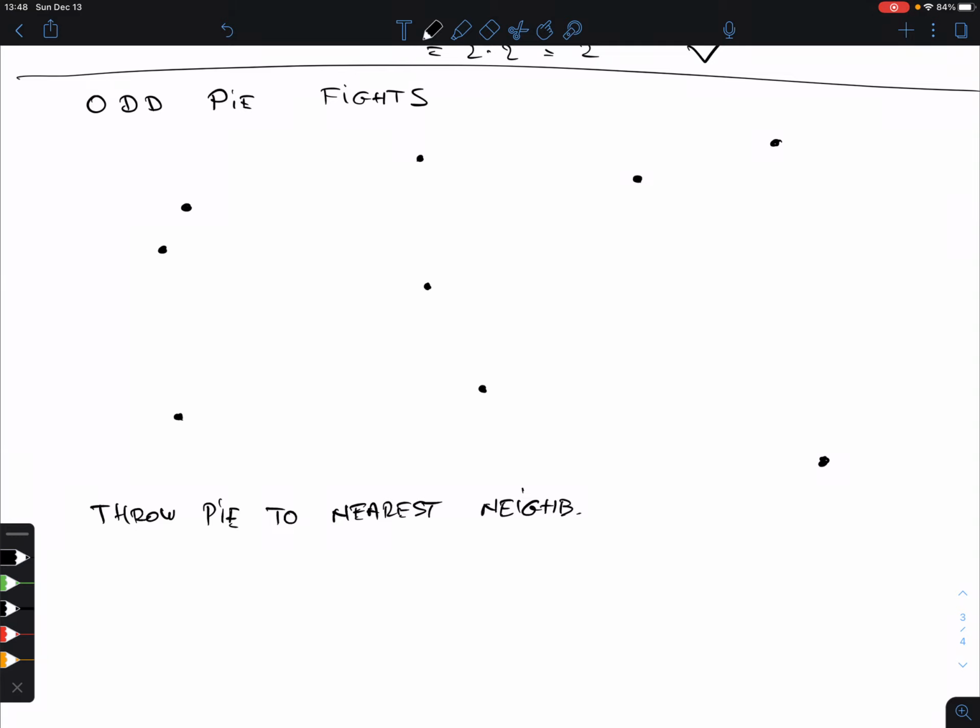Now you say, oh, I see. So they pair off, and this guy throws a pie to the other guy, who throws it back. No. That's not exactly what happens. Look at this guy here. This guy, who's he going to throw to? This is his nearest neighbor. But this guy is not going to throw back at him. He's going to throw to this guy because that's his nearest neighbor. So it is not so that they each throw pies at each other.